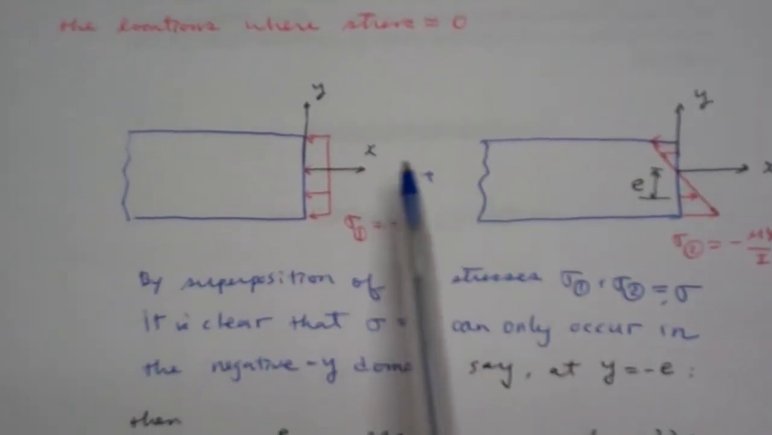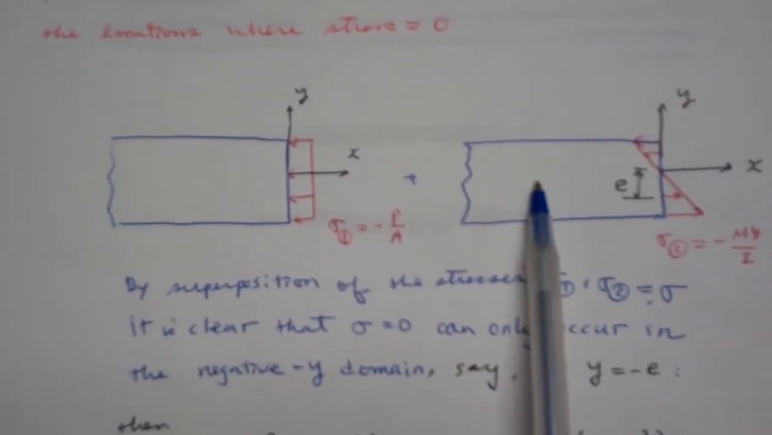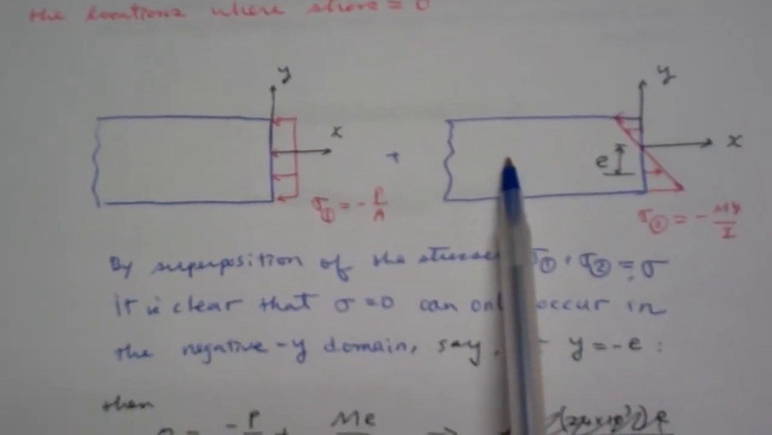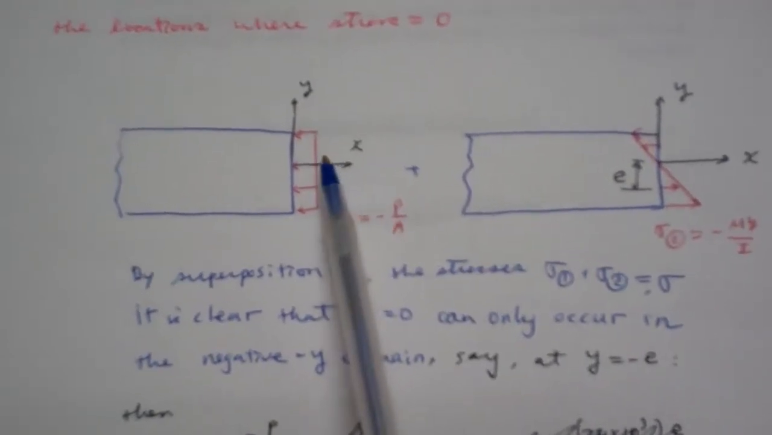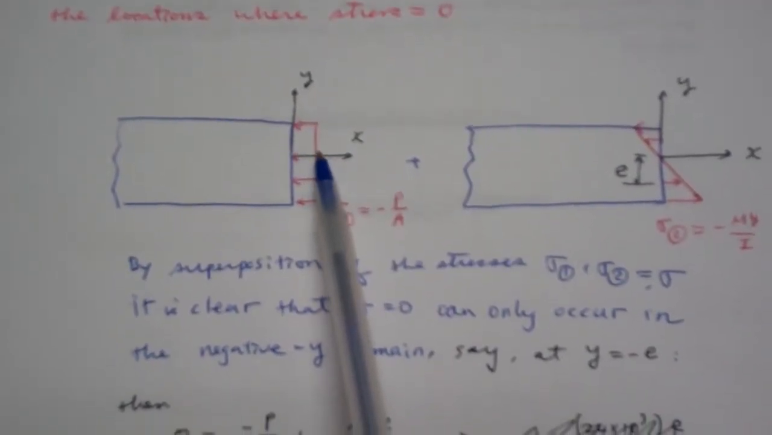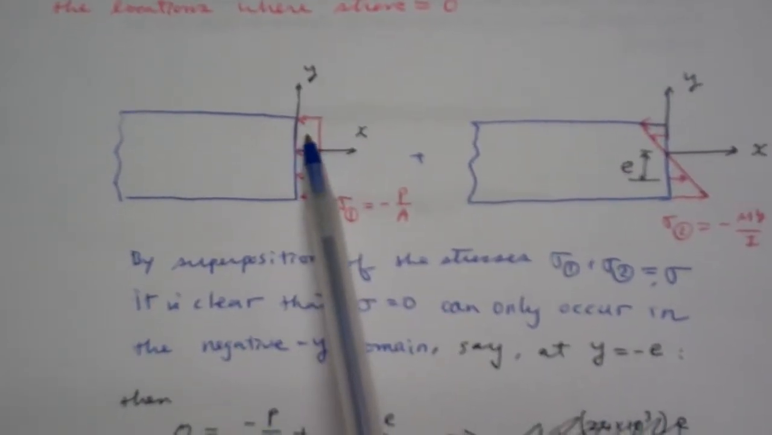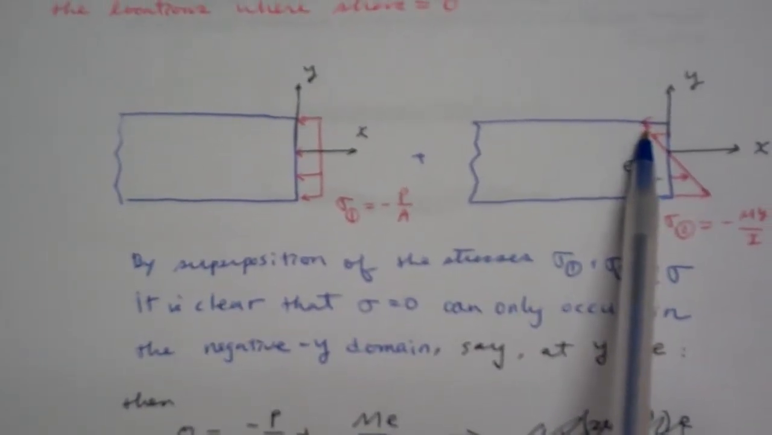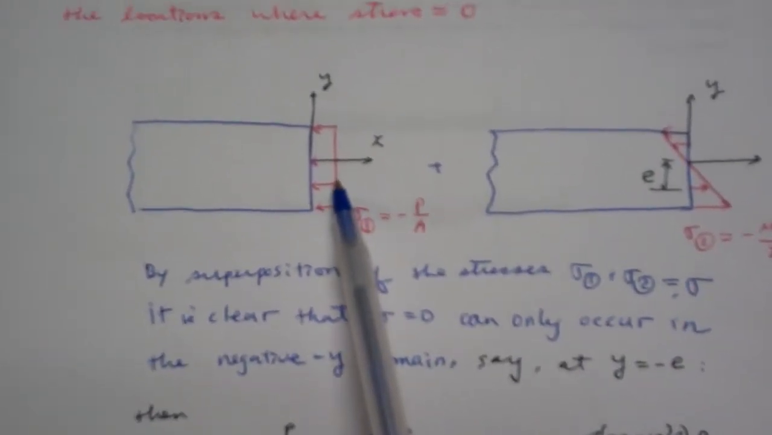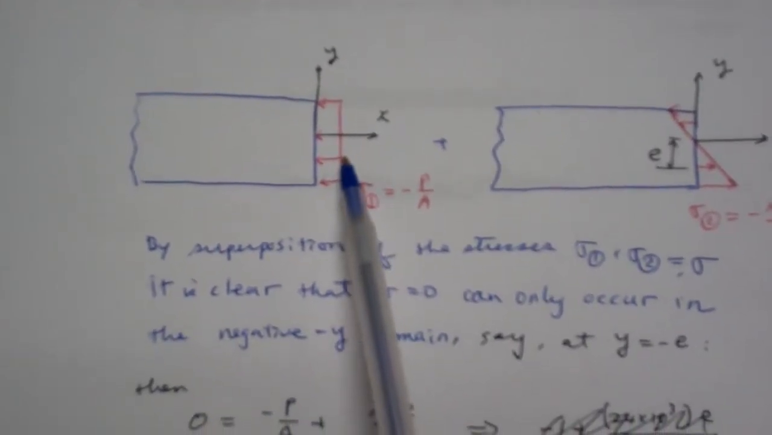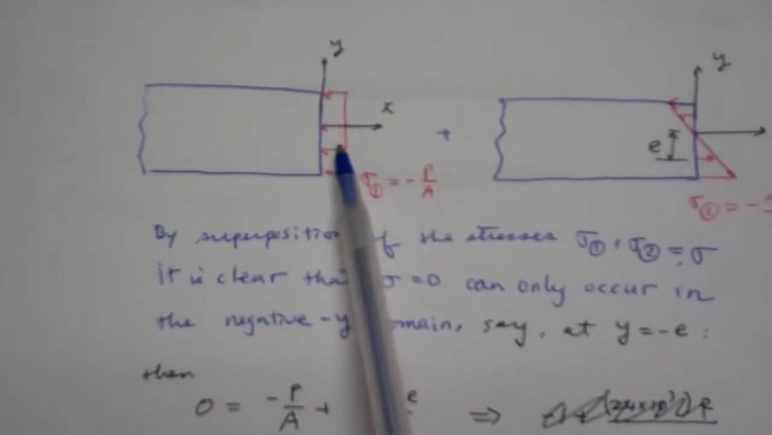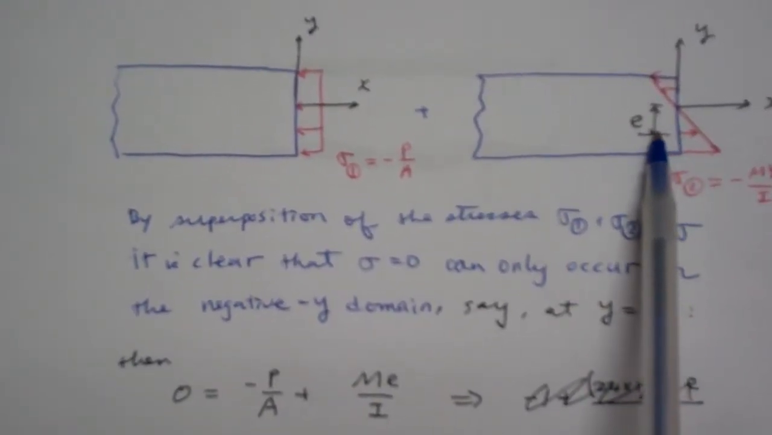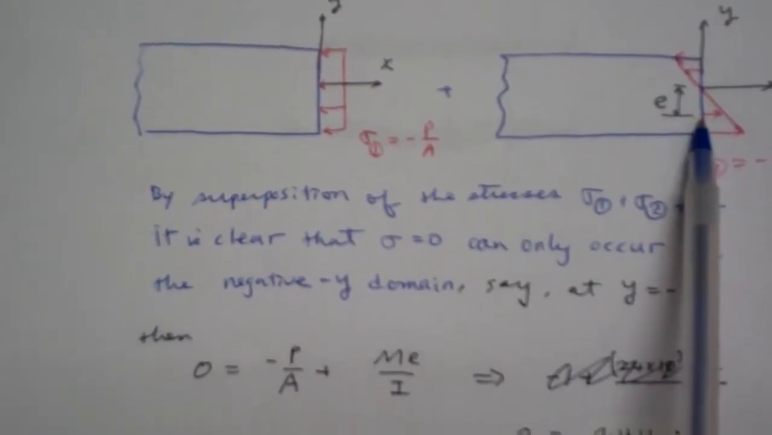If we superpose the two results and look for the location where zero stress would occur, you can see that above the x-axis both stresses are negative, so in no way can we find a place with zero stress. So the only region where zero stress could occur is below the x-axis, somewhere here. Let me define that distance as E, where the stress could be zero.